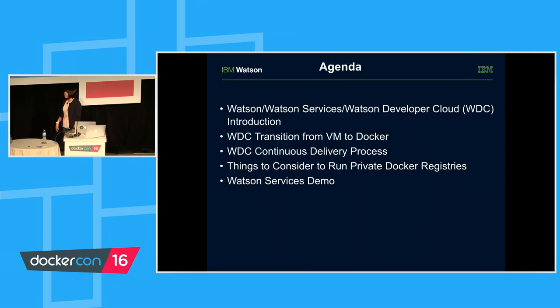So this is the agenda I'm going to follow for our discussion today. First of all, I will give a brief introduction on what Watson is and what our Watson Developer Cloud is. And then we'll focus on how we transitioned from using VMs to using Docker to deploy our cognitive services. And then we'll focus a little bit more on our continuous delivery process. And then we're running multiple Docker registries in our cloud environment, and why we do that, and what are the things to be considered in order to do that. And at the end, I will give a little bonus with a Watson demo.